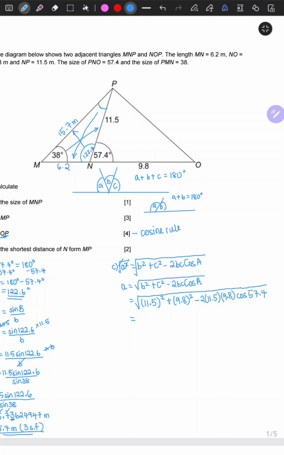So just put it into the calculator. It's a lot to put in, but there's nothing you can do. 11.5 squared plus 9.8 squared minus 2 times 11.5 times 9.8 times cos 57.4. Let's see what it gives us. It gave me 10.33.